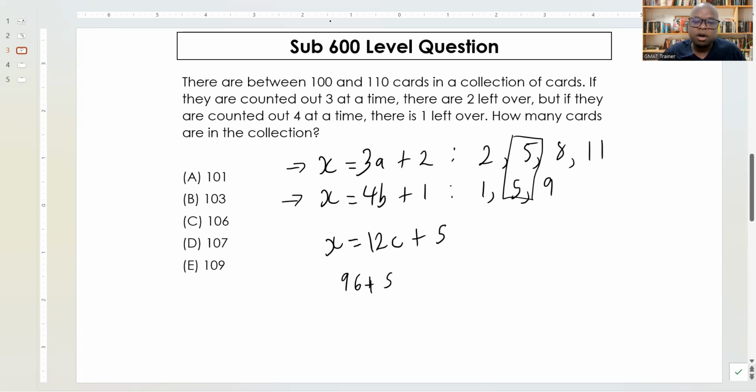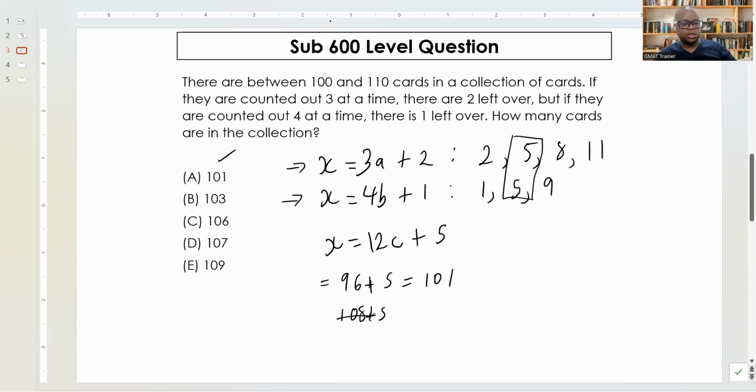Or also, if you go above, which is also less than 110, but that will be out of the range. That will be 108, which is 12 times 9. Yeah, 108 plus 5 will exceed 110, so this is actually out. Won't be necessary to have this. So it is 96 plus 5 is equal to 101. That is how you get your answer from this.